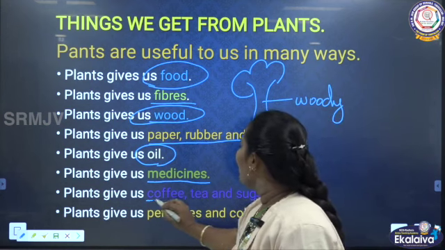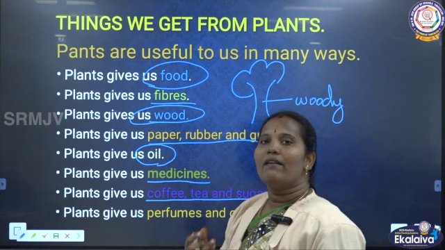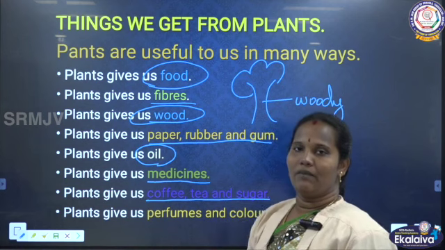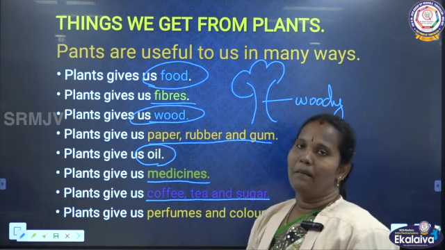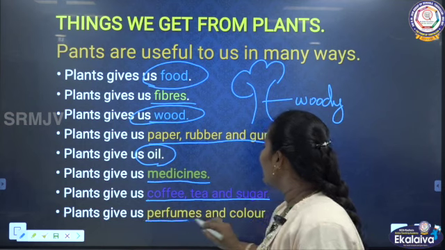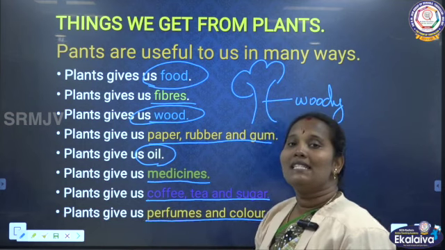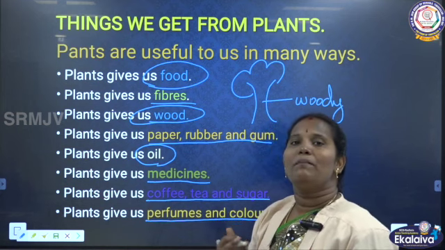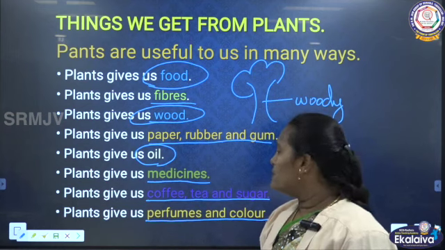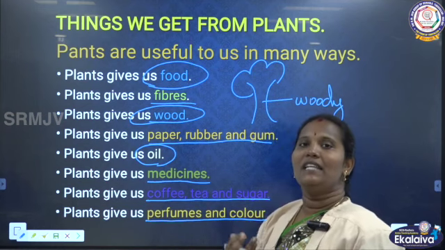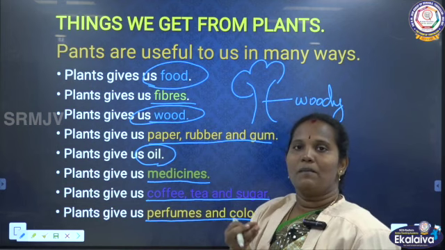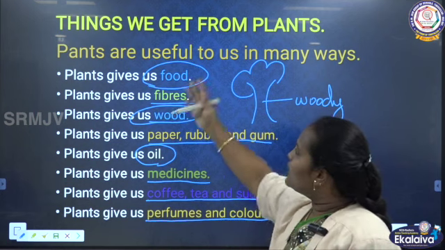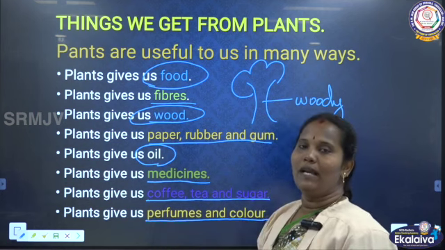Then we get coffee, tea and sugar. We are having hot drinks, coffee, tea, like these things. These beverages also come from the plants. And then perfumes and colors. We know that flowers have colorful petals. We get many colors from these flowers. Apart from this, flowers have a very sweet and pleasant smell. For this purpose they are using these flowers for perfume, isn't it? So these are the uses of plants. We have to see one by one in this topic.